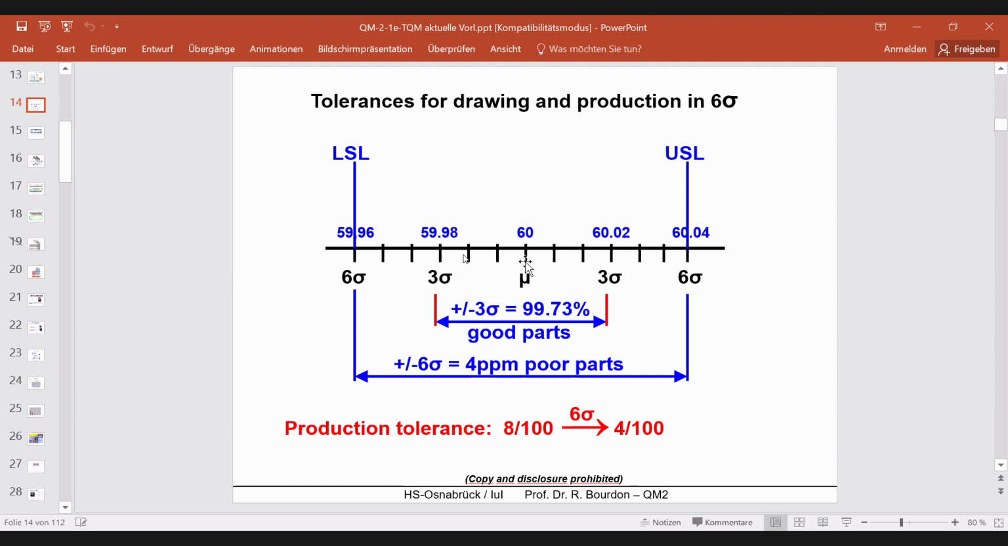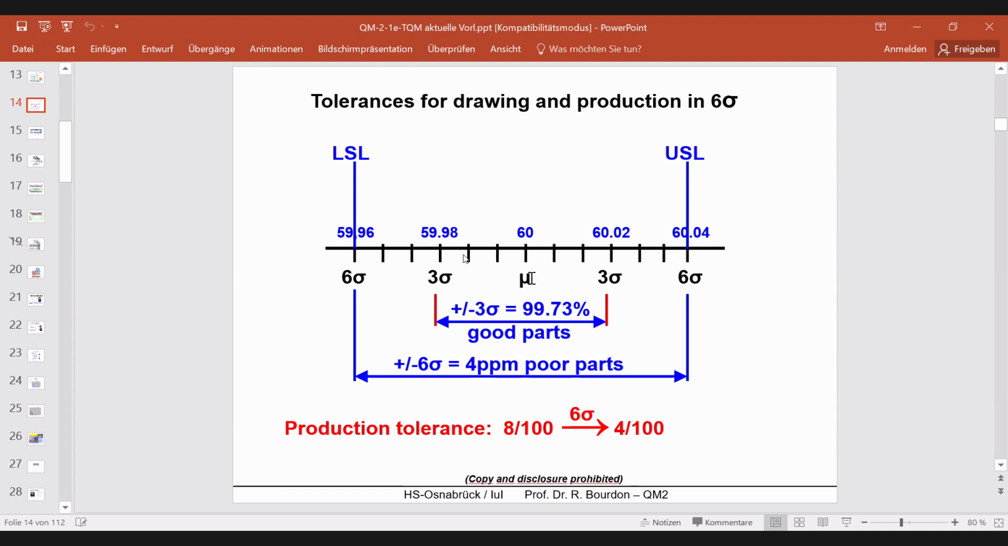Let's say we have a length dimension of 60 millimeter, and this is the mean value. And then we have standard deviation. Maybe you test 10 parts, take 10 parts out of the production. You have this mean value, and then you have a standard deviation. This is one standard deviation, this is 2 standard deviations, this is 3 standard deviations, 4, 5, 6.